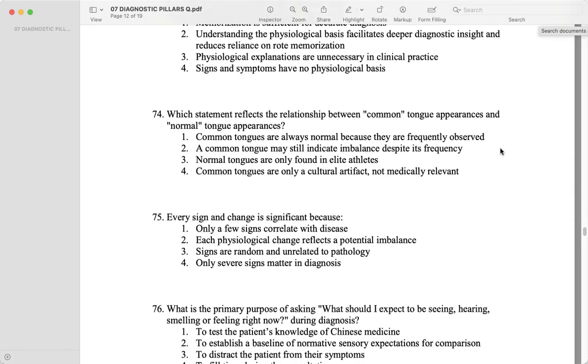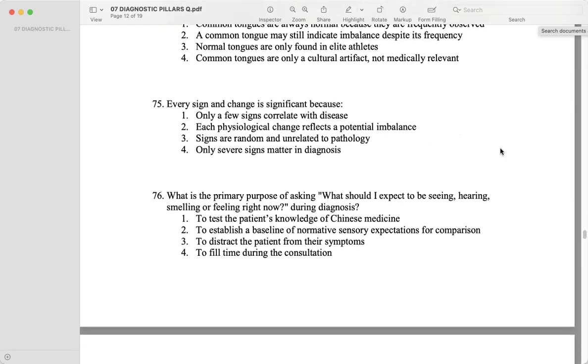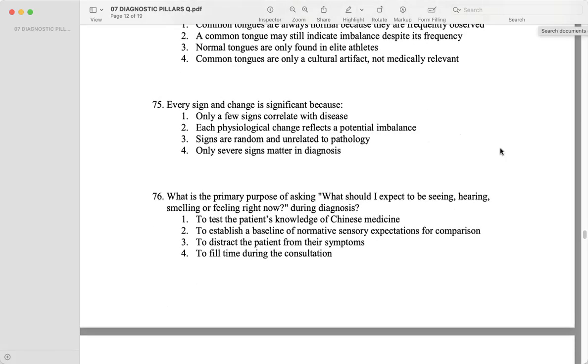Which statement reflects the relationship between common tongue appearances and normal tongue appearances? A common tongue may still indicate imbalance despite its frequency. Every sign and change is significant because each physiological change reflects a potential imbalance. So everyone should know the difference between imbalance and disease, no?